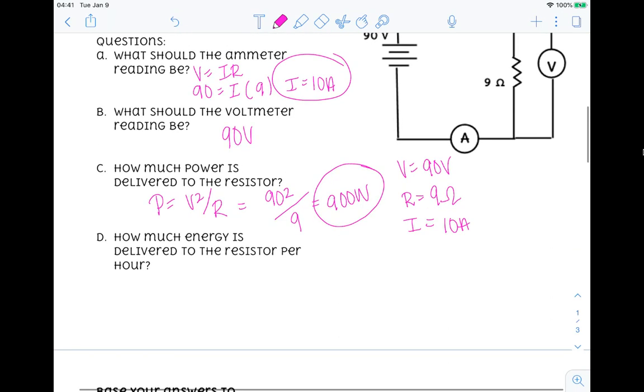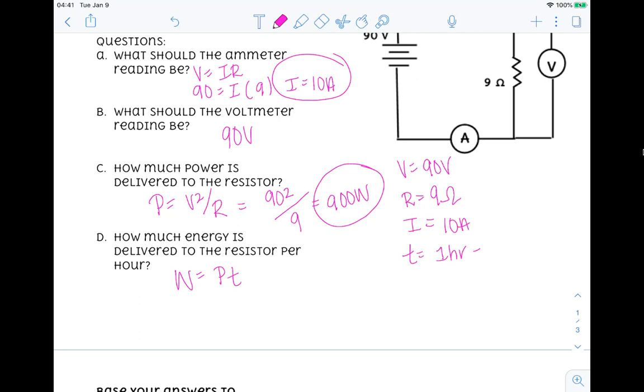For letter D, how much energy is delivered to the resistor per hour? All right, well, for this, again, we're looking for work. This time I'm going to use the work equals P times T formula. The first thing that we want to do is convert our 1 hour to seconds.